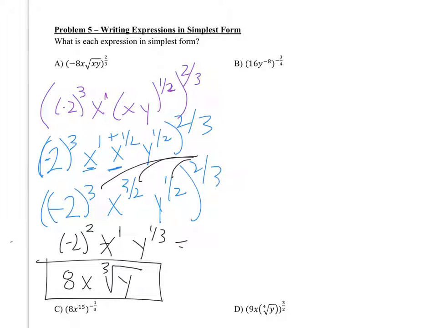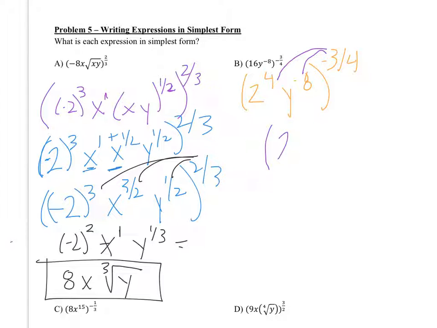Next one. So again, 16 is the same thing as 2 to the 4th. So I'm going to rewrite 2 to the 4th here, y to the negative 8. The one thing that I notice about this right here, because I have a negative on the inside and on the outside, I'm actually going to simplify my power first before I do my negative exponent. Because I'm going to do my power to a power right here.